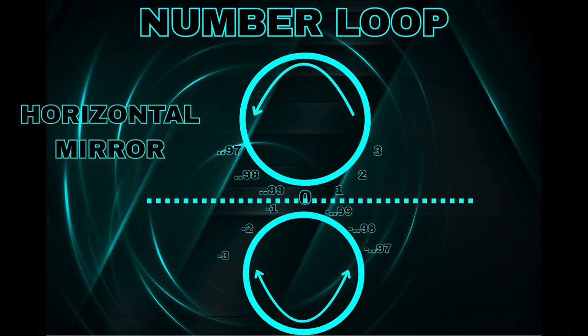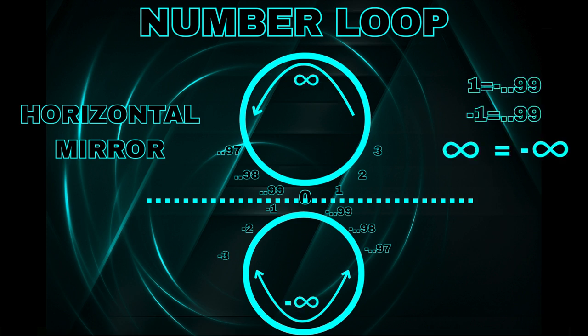So now draw a horizontal line through the connecting point, aka 0. You will notice that the top side acts like a mirror of the bottom side, as the numbers and their respective mirrors have the same value. Example: 1 and -999. This is the horizontal mirror rule. Using this, we can observe that -infinity and infinity are mirrors of each other. Hence, we can prove that they have the same value.